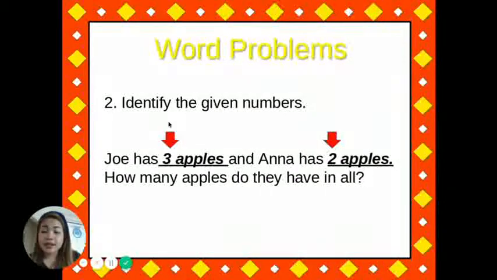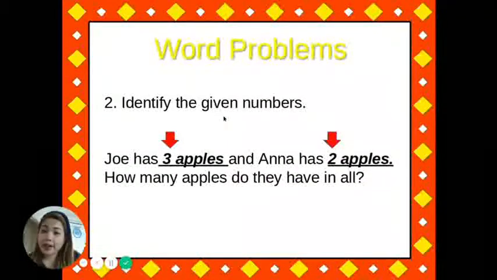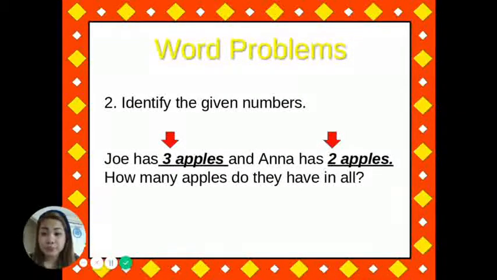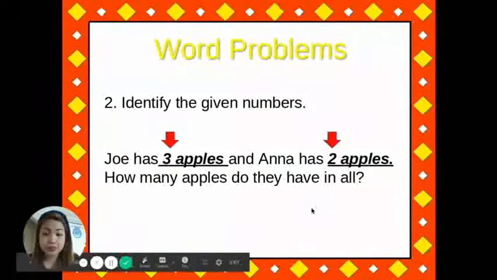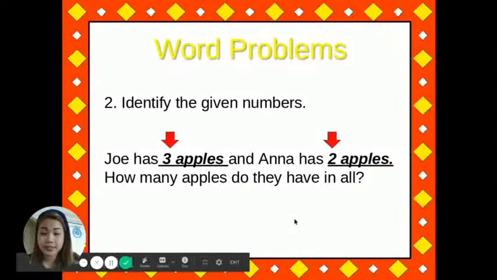The keyword, the first step is read. Next, identify the given numbers. So you have to use your eyes and look for the numbers in the word problem, okay? So I can see here 3 and 2, okay? So you can also tell yourself, what are those 3? So 3 apples and 2 apples. So I have already identified the given numbers.